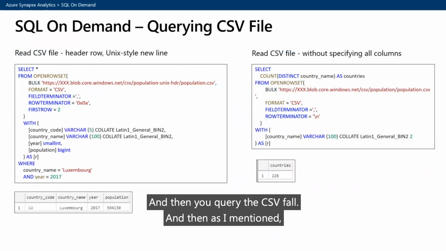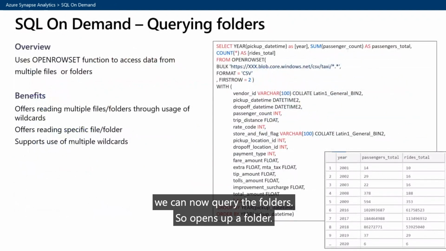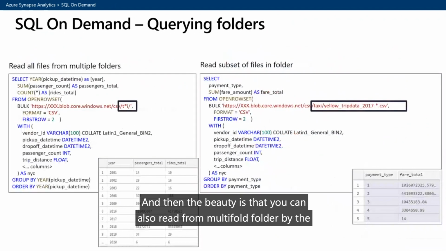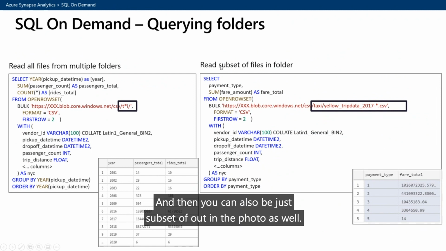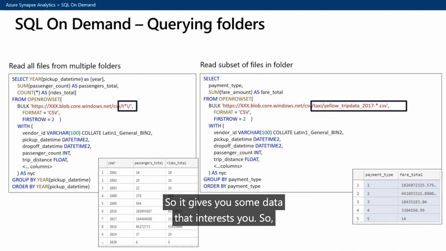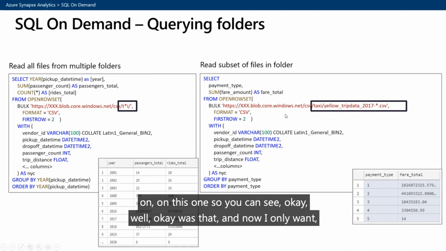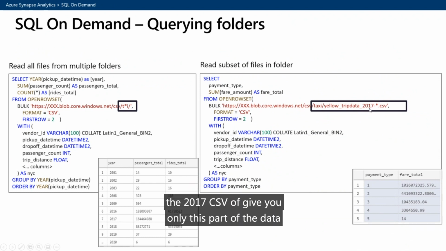And then you query a CSV file, and as I mentioned, we can now query the folders. So you can open a set of folders and CTAS on that. The beauty is that you can also read from multiple folders, and you can read just a subset of files in the folder as well. So it gives you the data that interests you. For example, on this one, you can see a rowset, and I only want the 2017 CSV. I will give you only this part of the data.